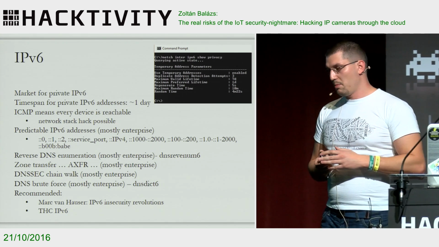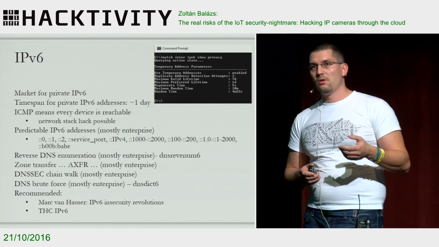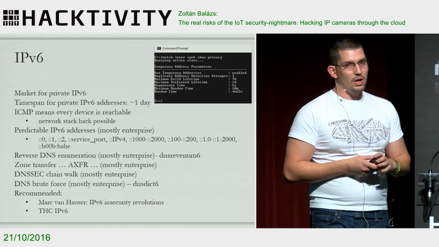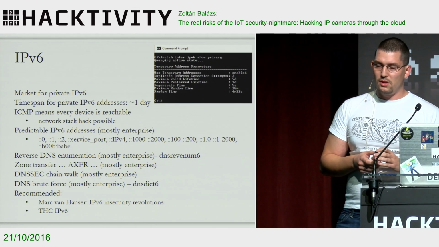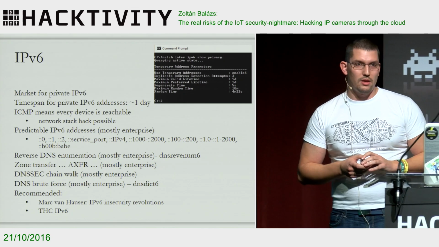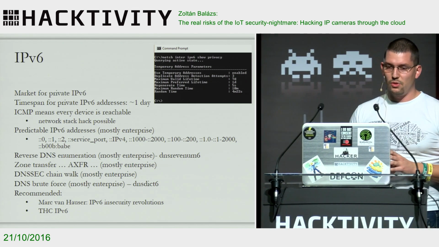Whenever we talk about IPv6, it means that your device has to be reachable from the outside via ICMP, because this is the way IPv6 works. And this can also lead to some exotic hacks, like if there is a vulnerability in the network stack, for example.